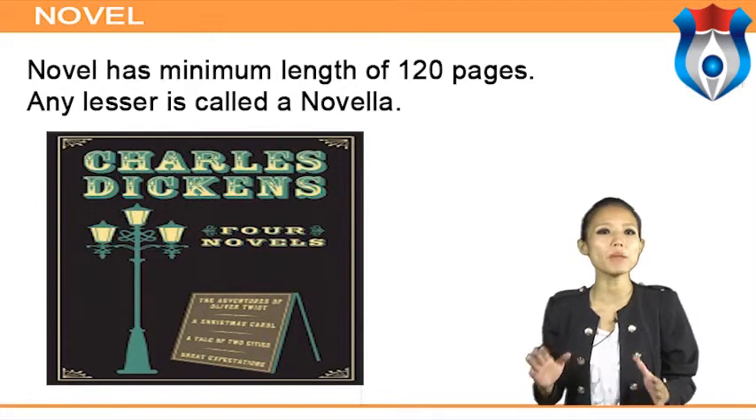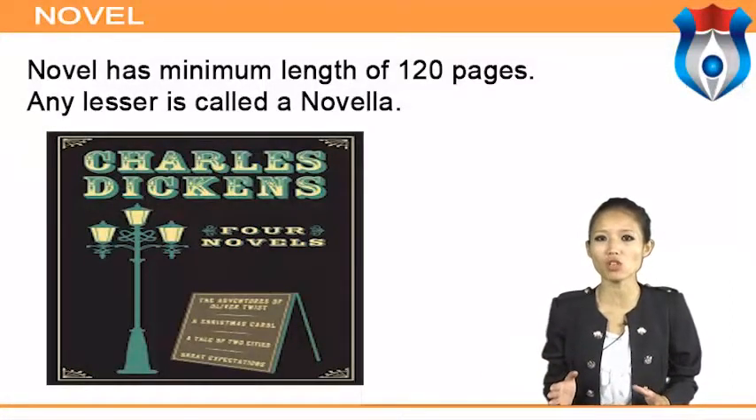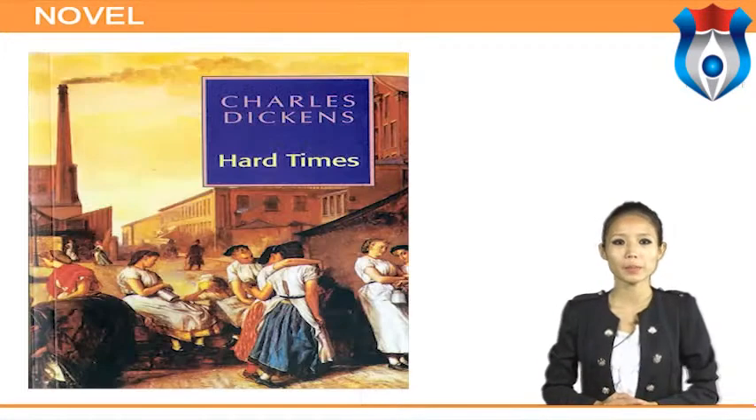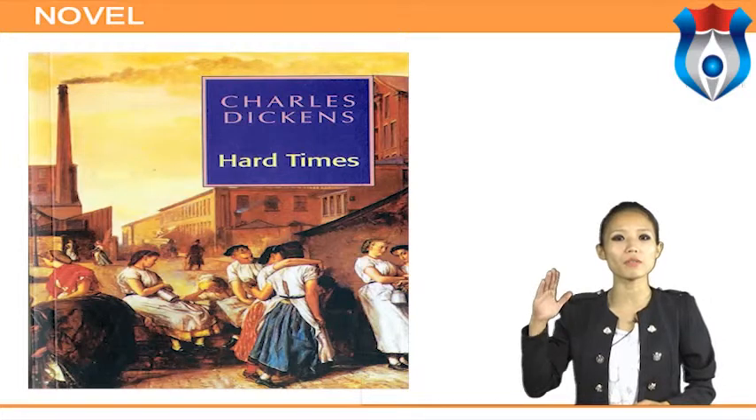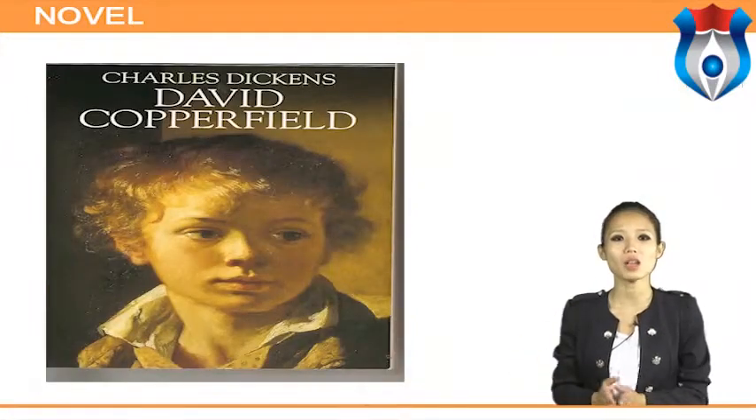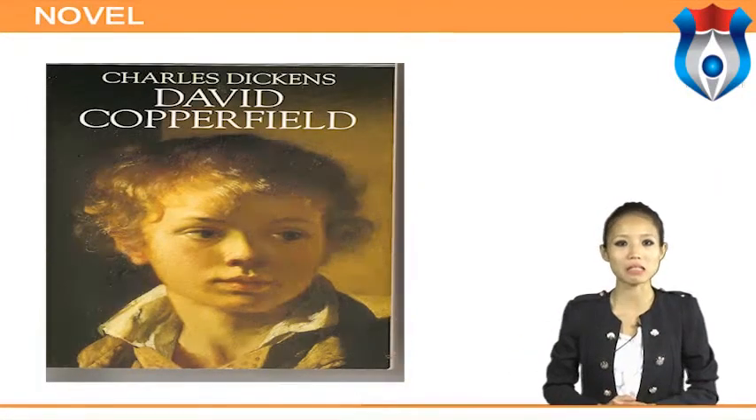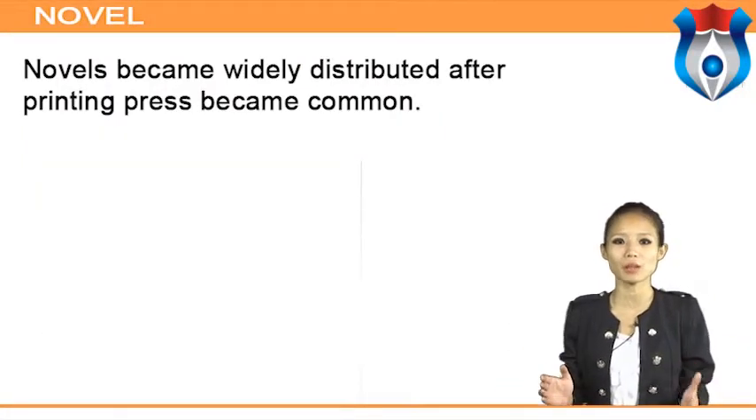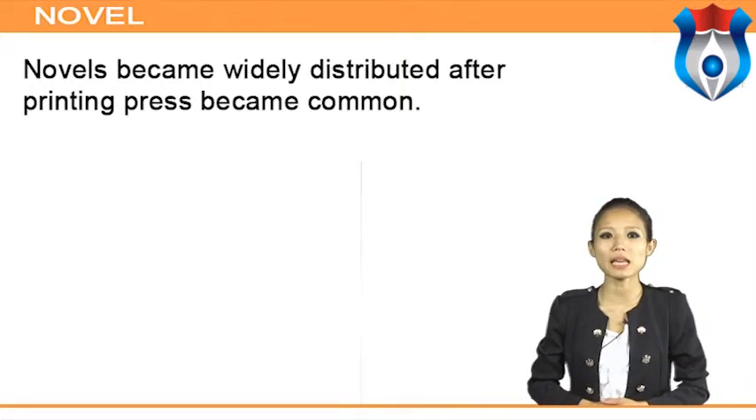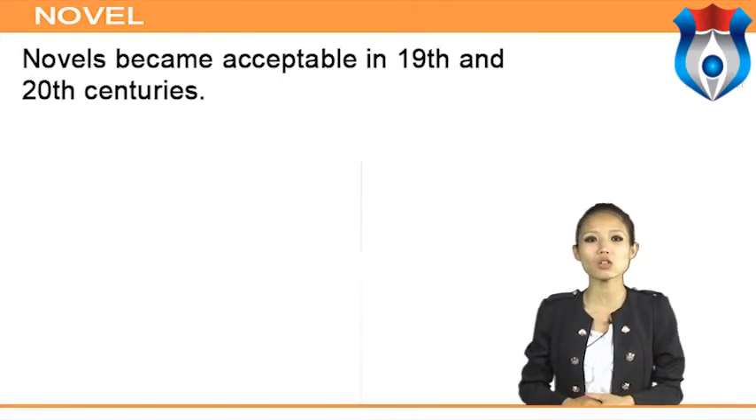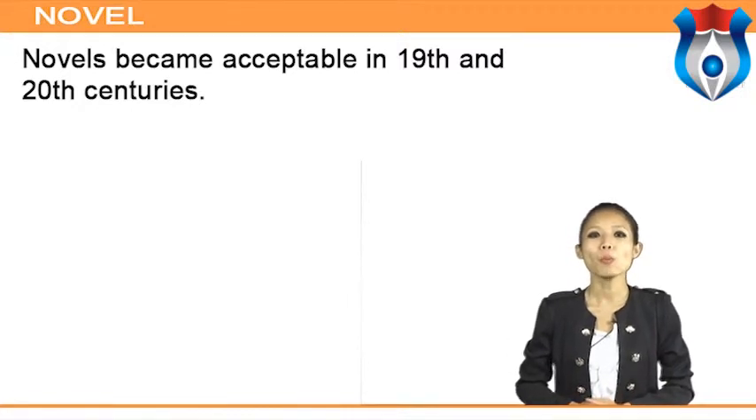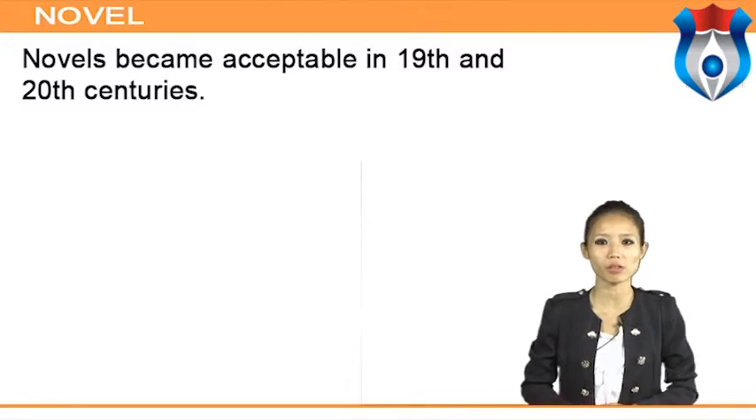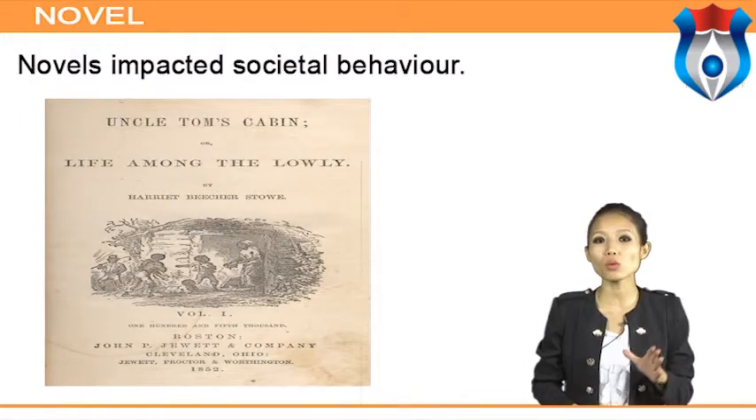Some scholars put a minimum length of 120 pages for a fictional work to qualify as a novel. Shorter ones are called novellas. The English novel reached full bloom in the Victorian era with Hard Times and David Copperfield by Charles Dickens. Novels received wide distribution only after printing presses became common. Novels finally gained an acceptable position in English literature, outpacing plays, poetry and works of non-fiction during the 19th and 20th centuries. Novels sometimes influence social behavior.